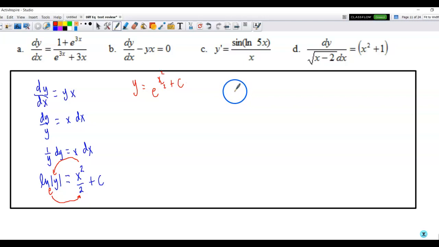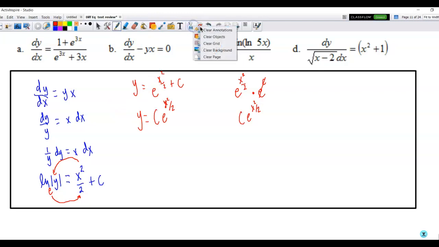Now I'm going to show this step, but you don't have to show it in your work unless it's just really helpful to you. That's the same thing as e to the x squared over 2 times e to the c power by properties of exponents. And e to the c power is just c, so that becomes c e to the x squared over 2. So y is equal to c e to the x squared over 2.